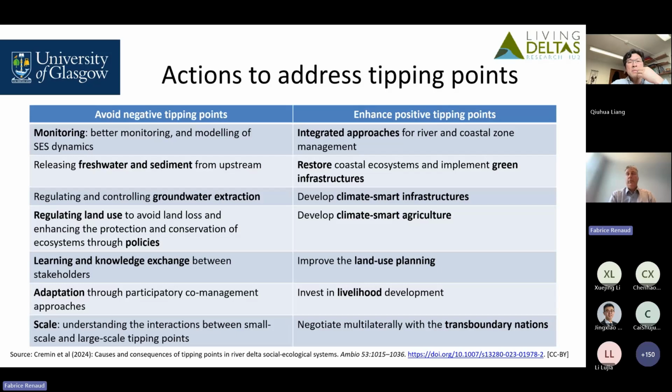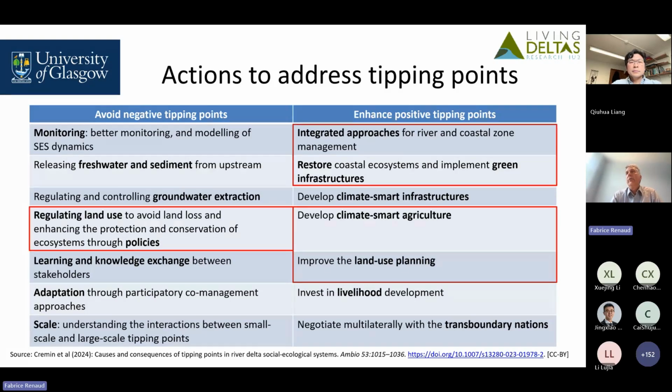I come back to the review that we did on the tipping points in deltas, if you remember, and what we extracted from this review are actions that would prevent reaching negative tipping points and enhancing the possibility of positive tipping points in these delta environments. And what I've highlighted here with the red boxes are components that were, again, this was from the papers because it was a review, the dimensions that are linked to nature-based solution and prominently is to restore coastal ecosystems and implement green infrastructure. This is the most direct link you have with nature-based solutions, but also integrated approaches for river and coastal zone management, development of climate smart agriculture, etc., all have links with nature-based solutions and their principles.